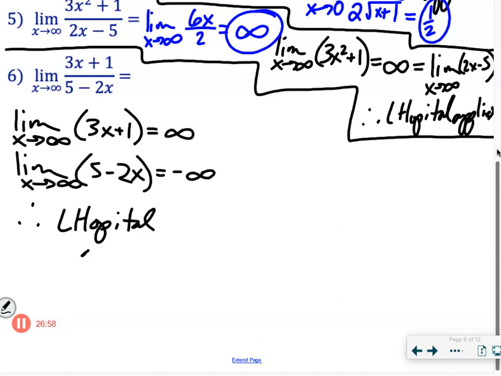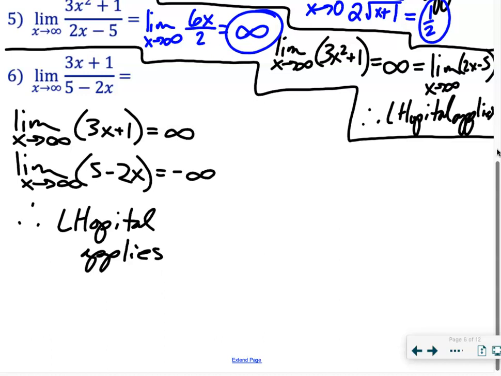L'Hopital applies. I had a class years ago, and the boys in the class for some reason thought it was really funny to say L'Hopital. And so they said it all year, L'Hopital. So it kind of stuck. But I always say, L'Hopital.